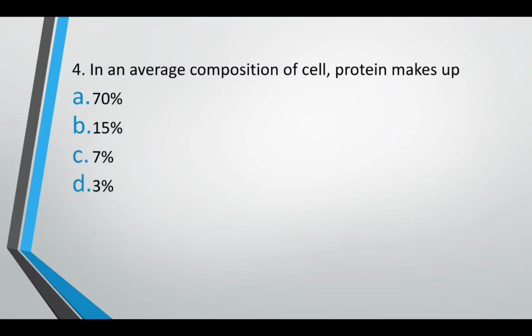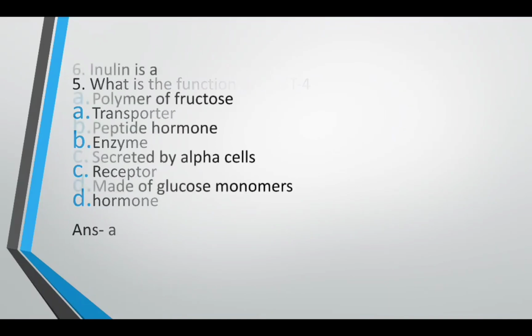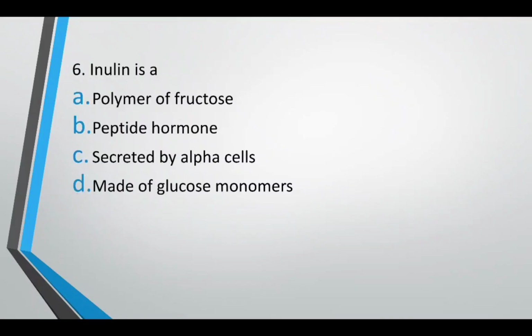In an average composition of cell, protein makes up 70%, 15%, 7%, 3%. The correct answer is option B, 15%. What is the function of GLUT4? It is a transporter, enzyme, receptor, or hormone. Correct answer is option A, it is a transporter. Inulin is a polymer of fructose, peptide hormone secreted by alpha cells, made of glucose monomers. Correct answer is option A, polymer of fructose.